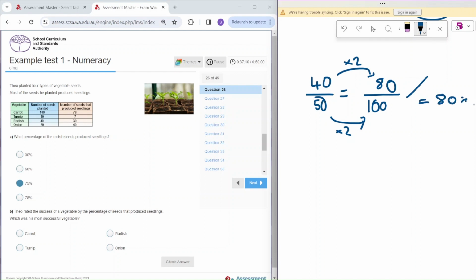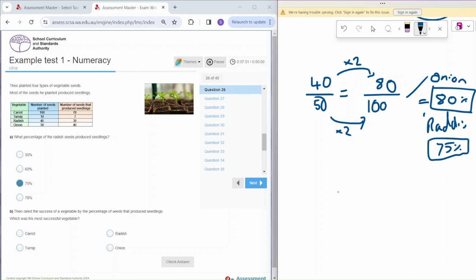80 over 100 means 80%. So they had an 80% efficiency rate. So already that's better than the radishes, because the radishes, so this was the onions, and the radishes, they had 75%. So already onion is in the lead.